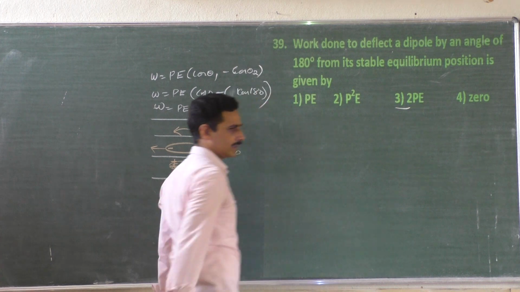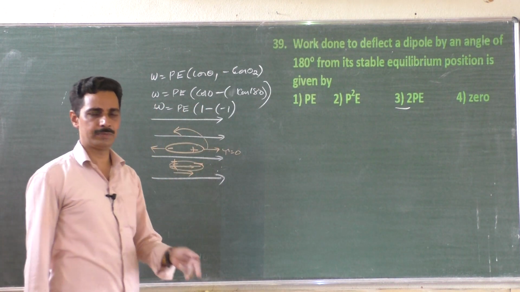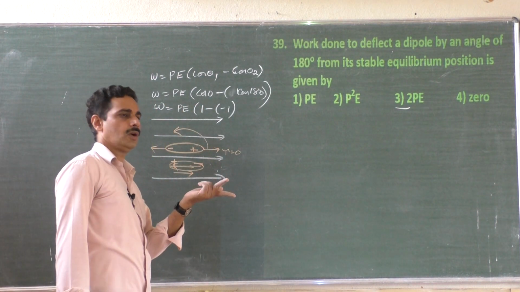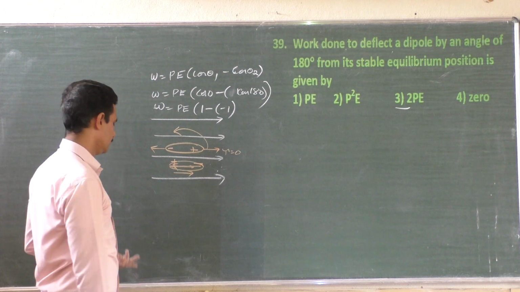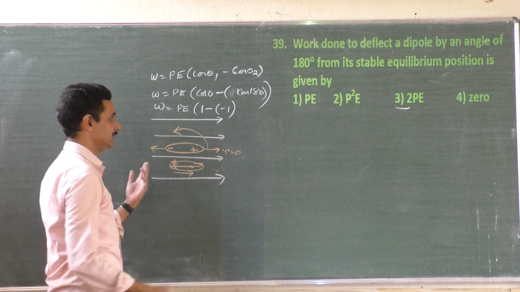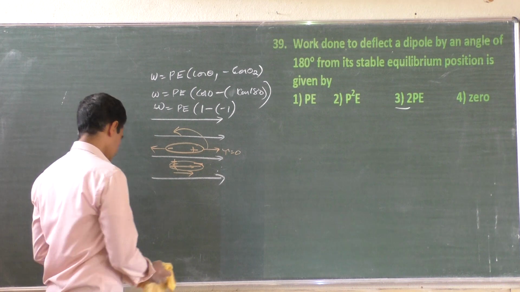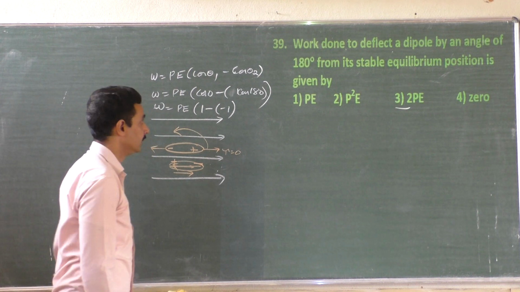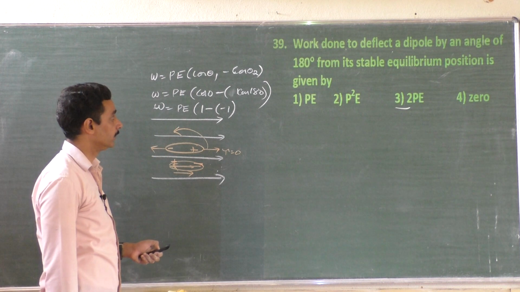So the work done in rotating through 180 degrees from the stable equilibrium position: cos 0 is 1, cos 180 is minus 1. So 1 minus of minus 1 is 2, giving 2pE. That is the formula. Right, the next problem, the last one.